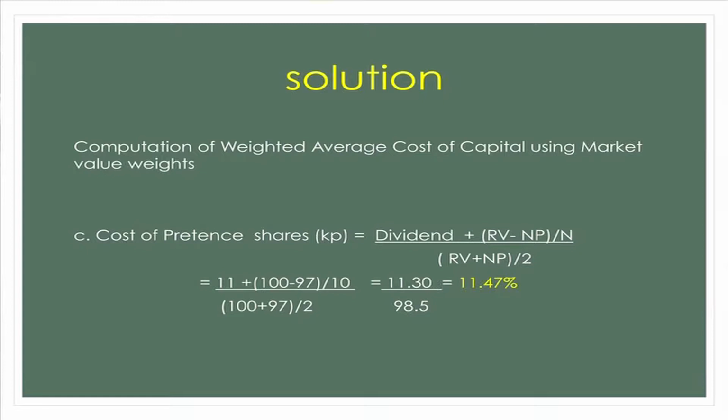Here dividend is 11 plus 100 minus 97, since flotation cost is 3% or 3 upon 100, and 100 plus 97 by 2 is the denominator. Solving it, we have got the values as 11.30 divided by 98.5, which is equal to 11.47. Now, we will use this cost, that is 15%, 6.11% and 11.47% as our cost of capital after tax.